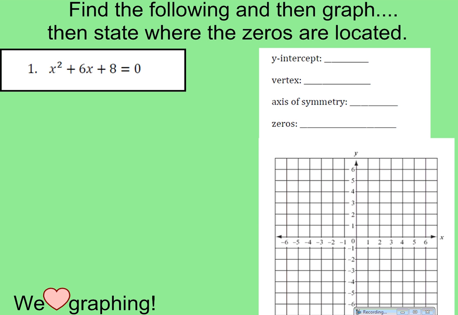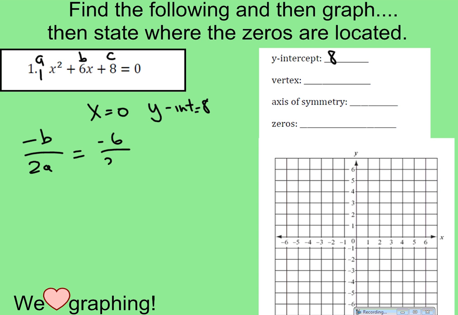So if we take a look here, x squared plus 6x plus 8 equals 0. Thinking back, for the y-intercept, x is 0, so the y-intercept is going to be just 8. We need the vertex, the axis of symmetry, and the zeros. Remember how to do the axis of symmetry: that's at negative b over 2 times a. In this case, a would be 1, b would be 6, c would be 8. So that's negative 6 over 2 times 1, so my axis of symmetry is going to be at negative 3.